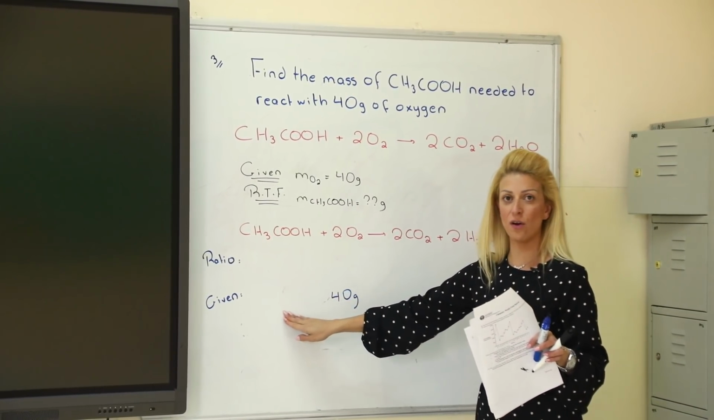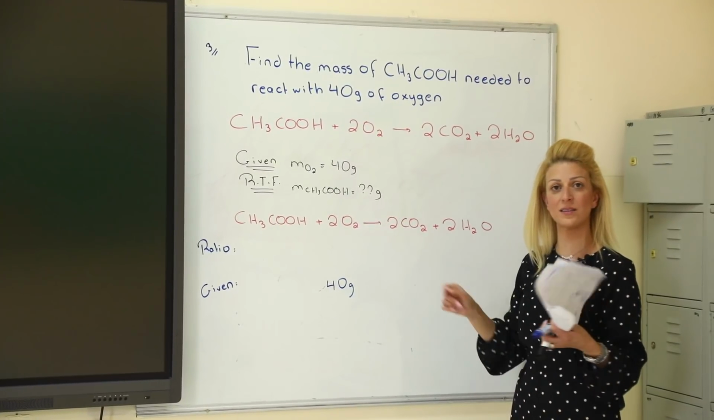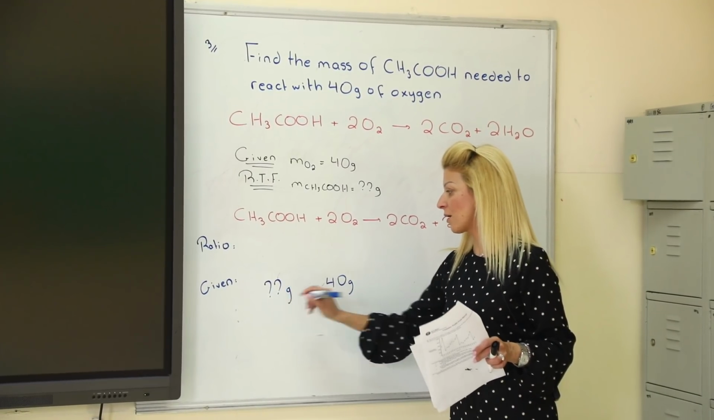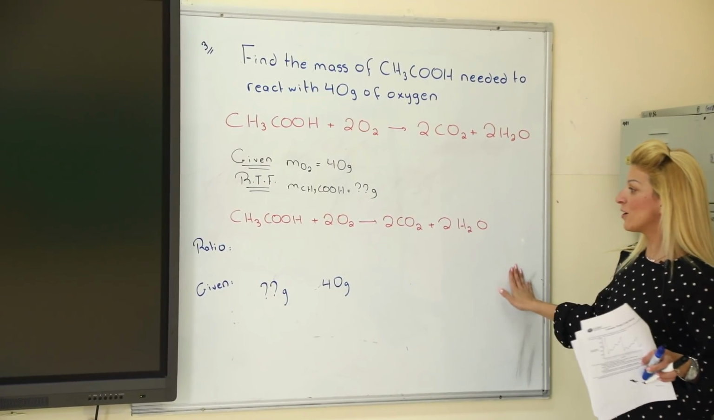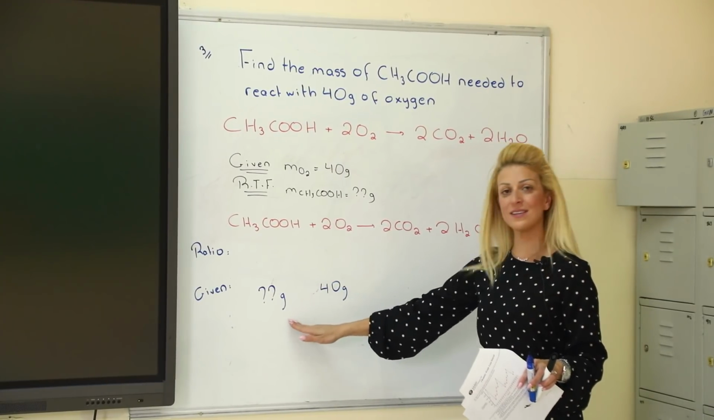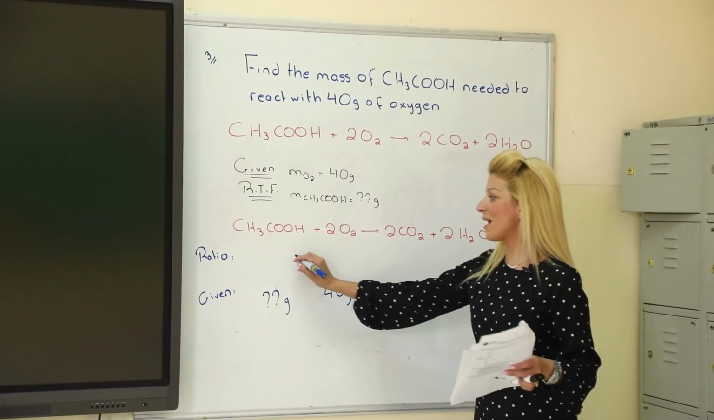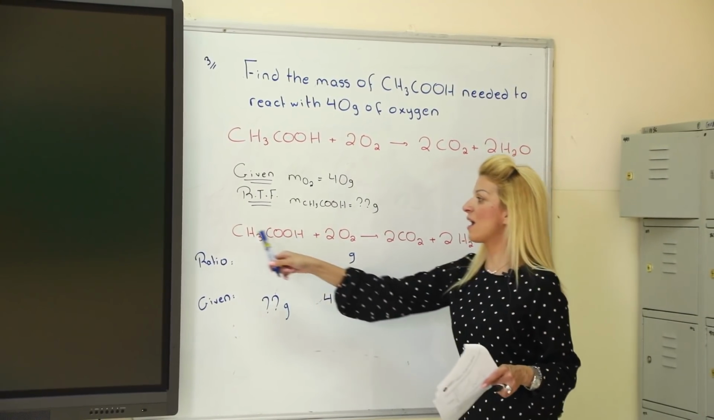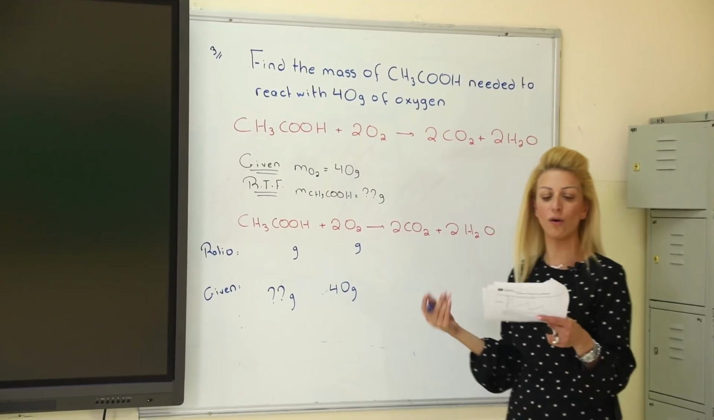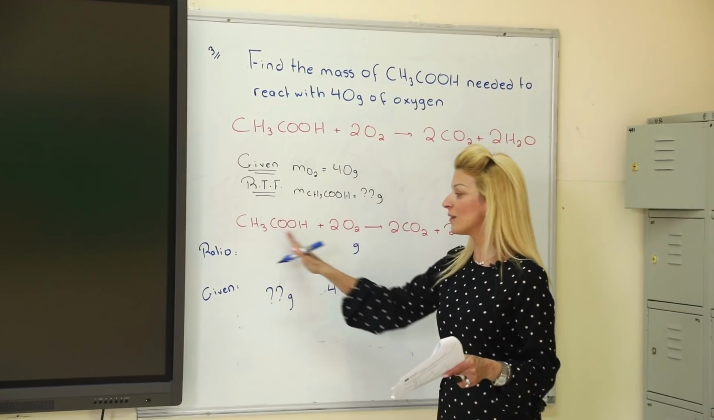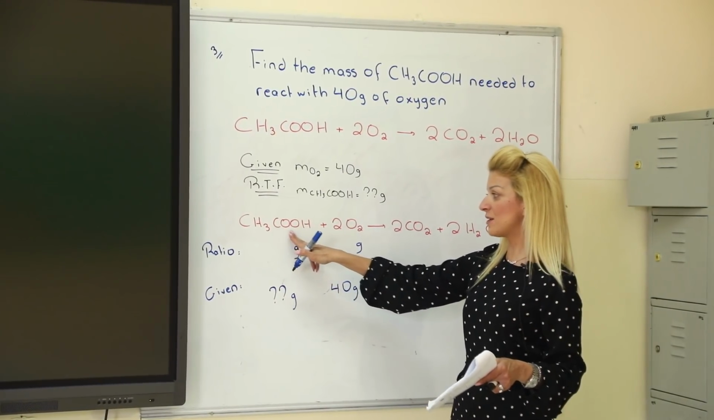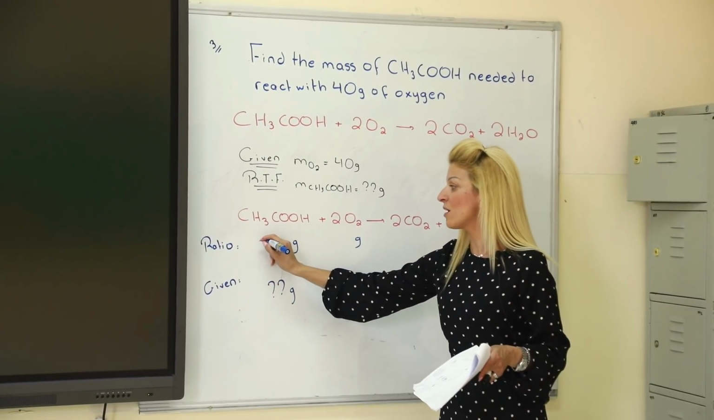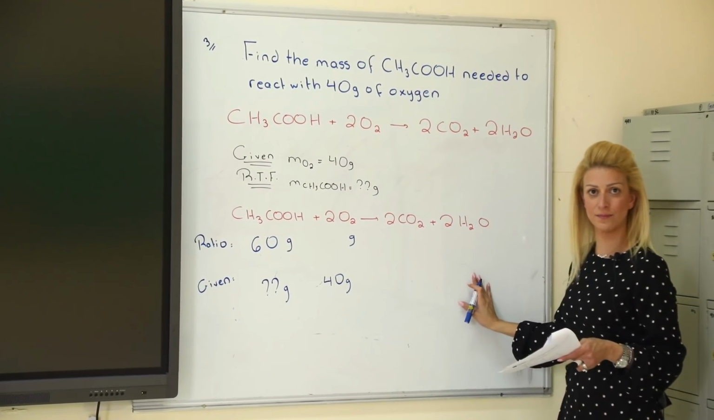Under CH3COOH, we want to find out the mass that will react with the oxygen. So we put question mark, how many grams? From our equation, we write the ratio in the same units, which are mass units, grams and grams. So from our equation, I have 1 CH3COOH. If we go to the periodic table and we add the masses of these atoms, we find out that the mass of 1 CH3COOH is 60 grams.